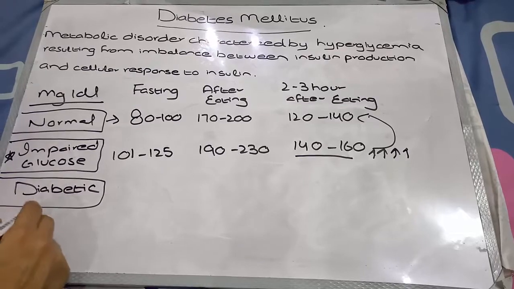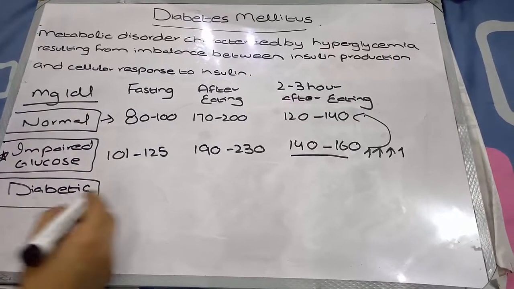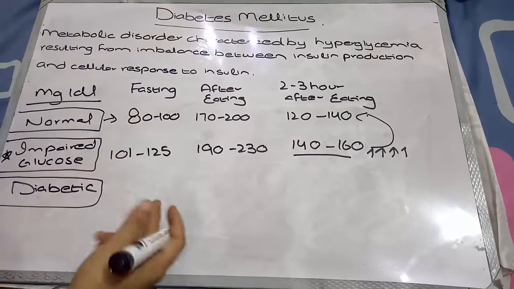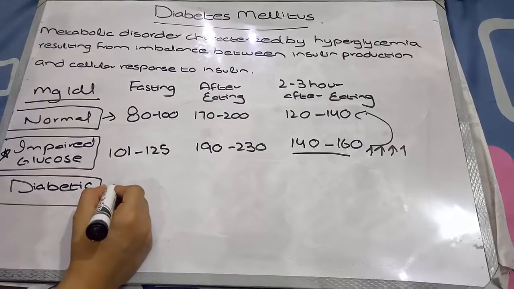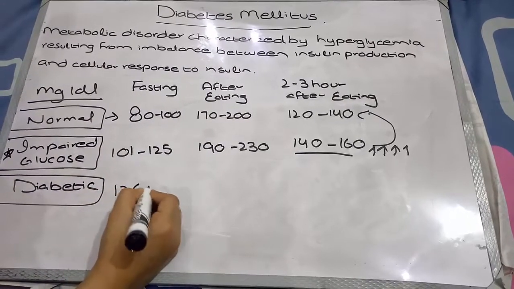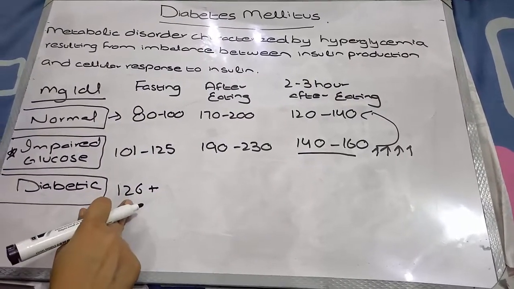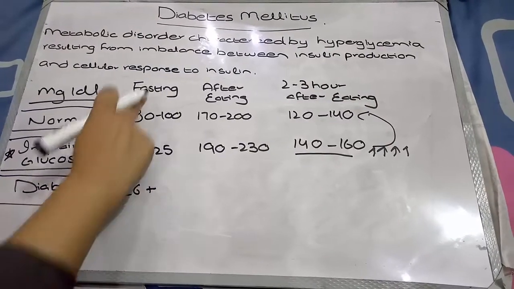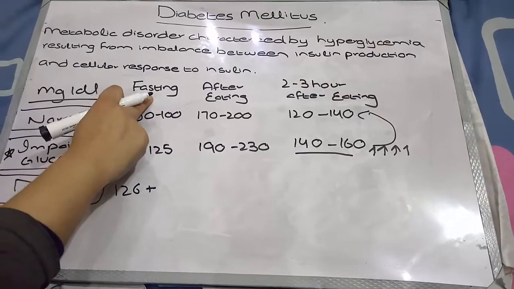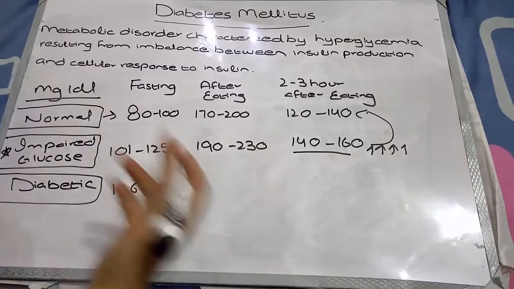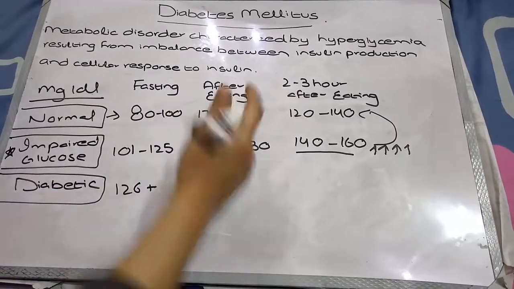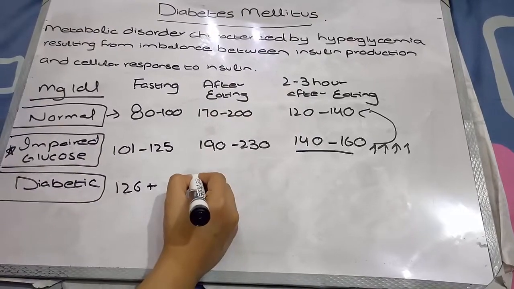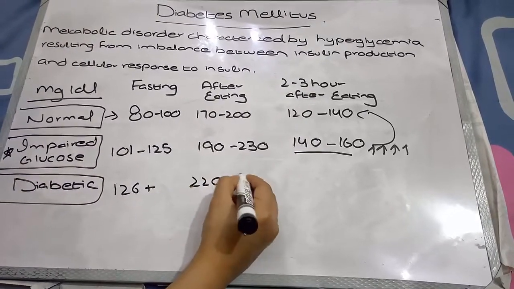So now let's discuss the diabetic patient. On the fasting scale, they have a blood glucose which is higher than 126. So when you check their blood glucose level, it would be greater than 126 on the fasting scale, when they haven't had any meal. And after eating, their blood glucose level would be between 220 to 300.